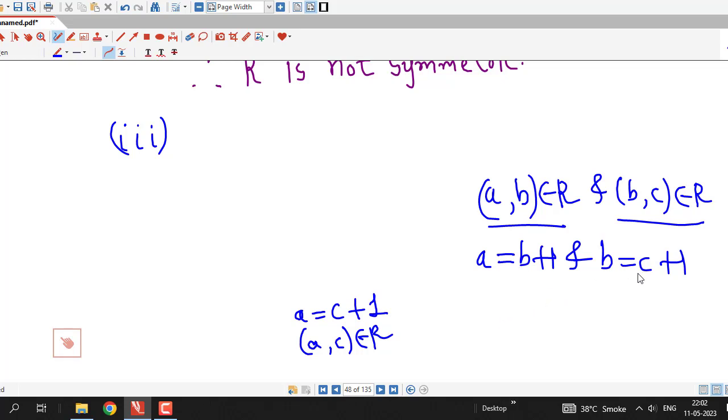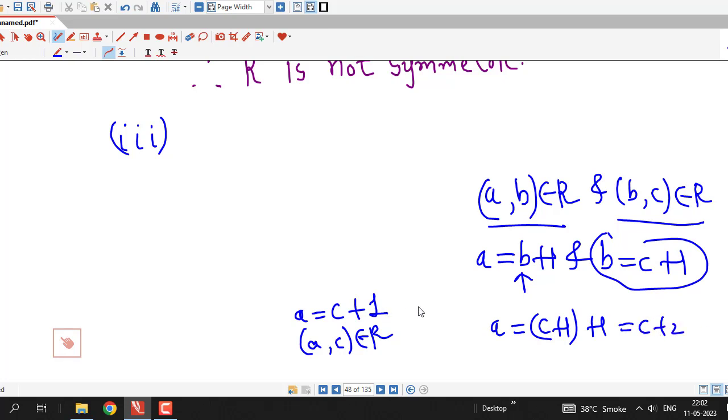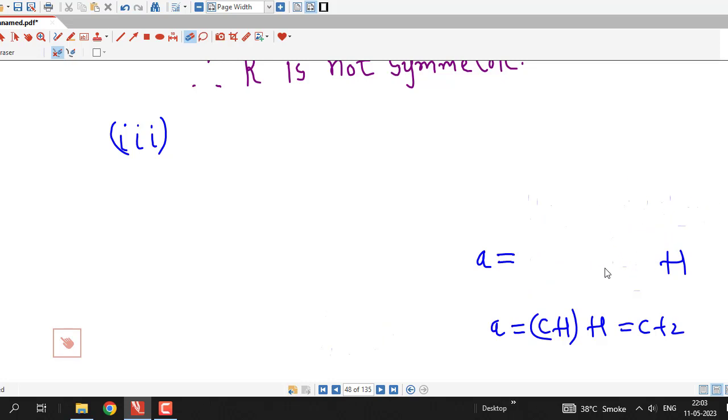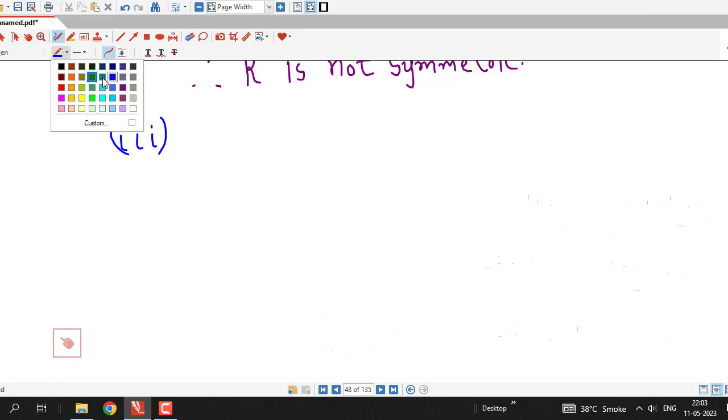So for that I can substitute the value of B in this equation, and we can see B is C plus 1. So here I will obtain C plus 2, which is not equal to C plus 1. Therefore we are not able to prove this property. That gives us the idea that the property may not be satisfied, so we have to try by considering particular elements.